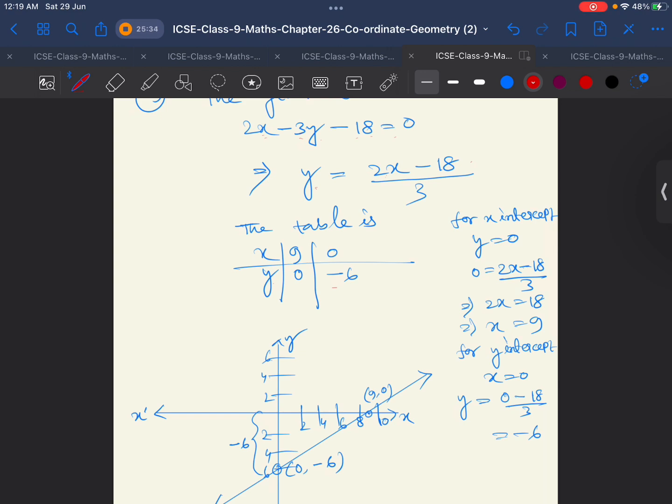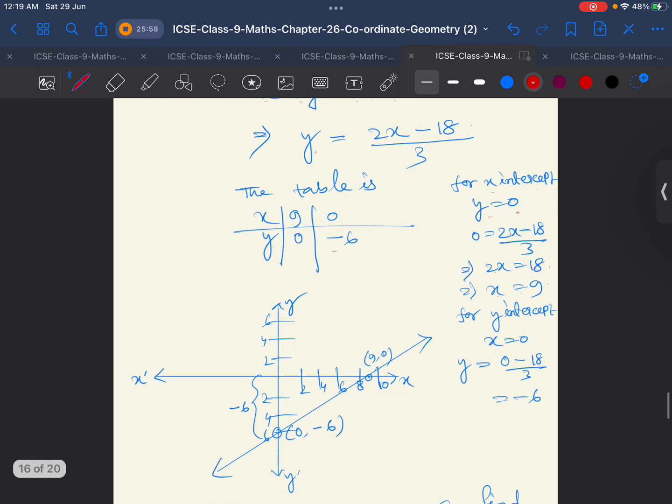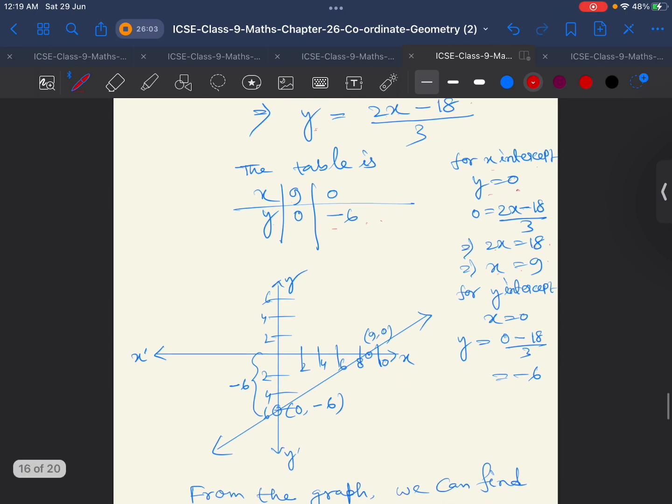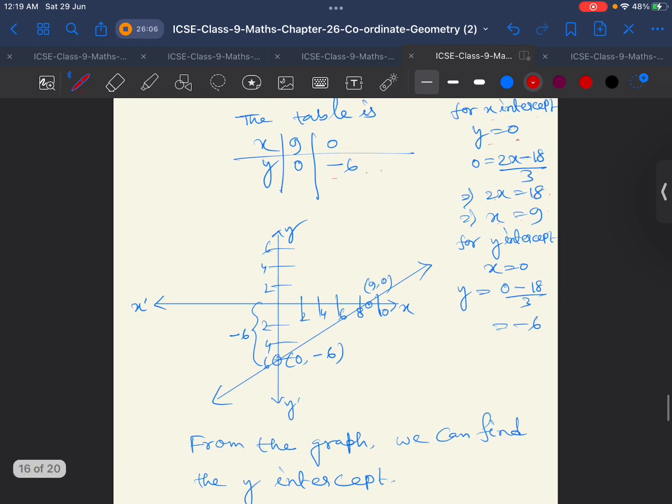To draw a straight line, we need at least 2 points. So for these 2 points, we take the x-intercept. For the x-intercept, y equals 0. So here y is 0, then we get 2x minus 18 equals 0. So 2x equals 18, x equals 9. So x is 9 and y is 0. When x is 0, then we get y equals minus 6. This is the y-intercept.